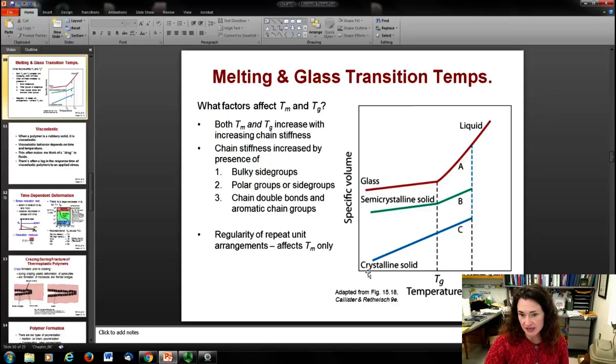And so you can see that for a crystalline solid, there's different behavior with temperature. You have a straight line behavior for the density or specific volume for crystalline solids. For a semi-crystalline solid, you can see two different slopes. And for a glassy polymer, you can see a more dramatic change in the slope.